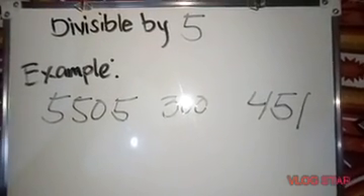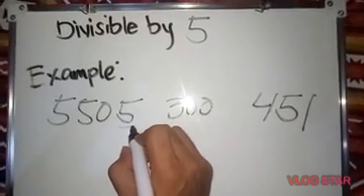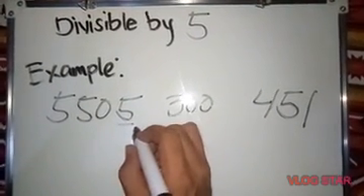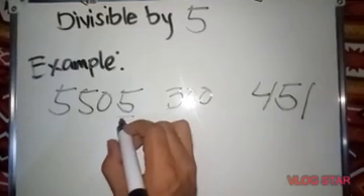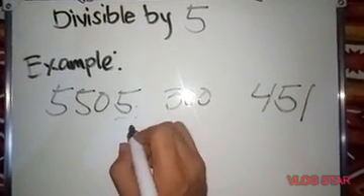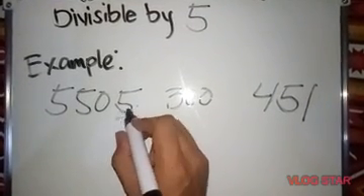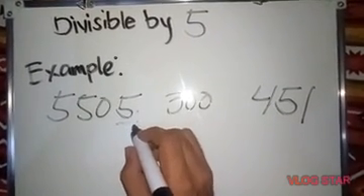Next is divisible by 5. If the ones digit is 0 or 5, meaning to say the number is divisible by 5. Example, 5505. The ones digit is 5, so meaning to say 5505 is divisible by 5.